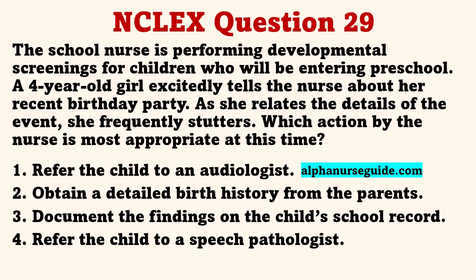The correct answer is 3. Document the findings on the child's school record. Stuttering during the preschool years is a normal variation, particularly when excited or upset.